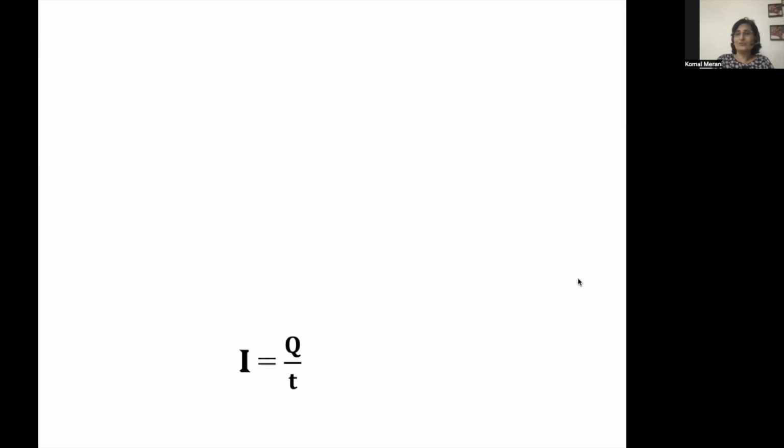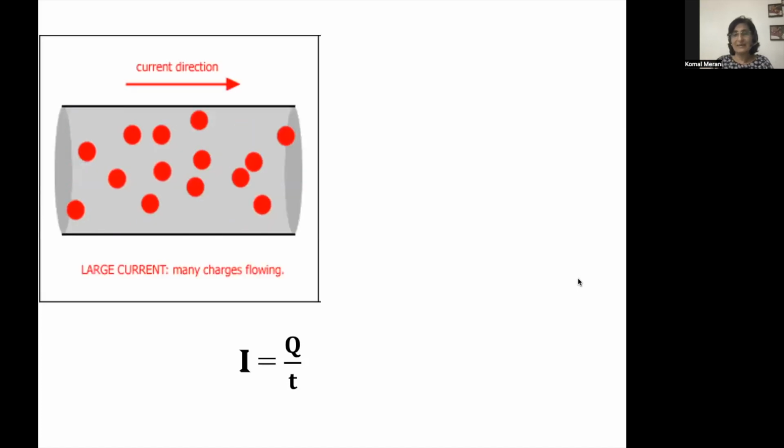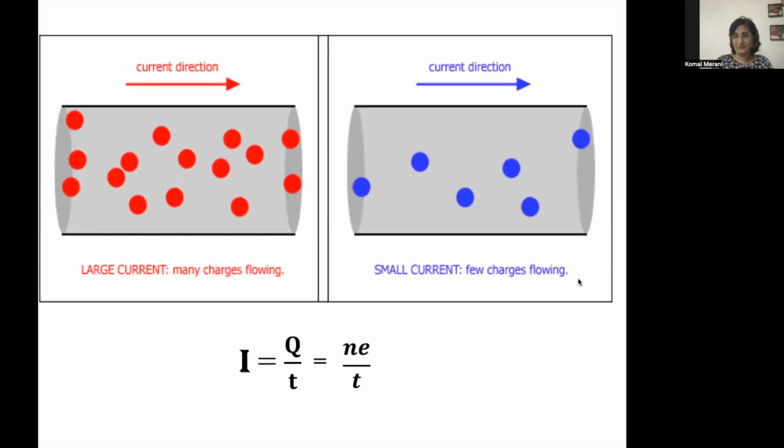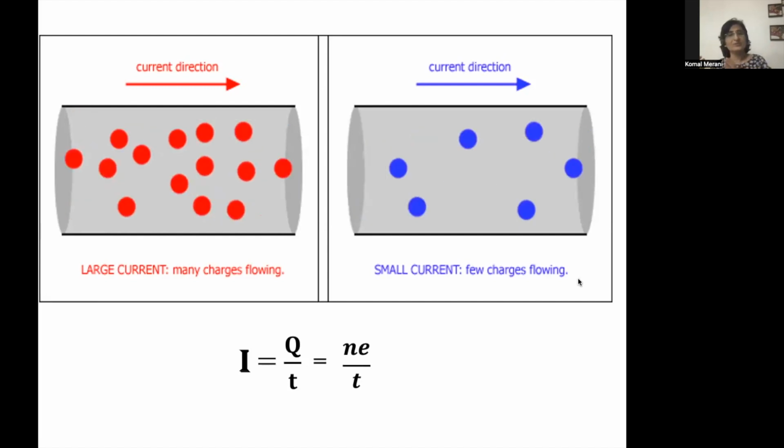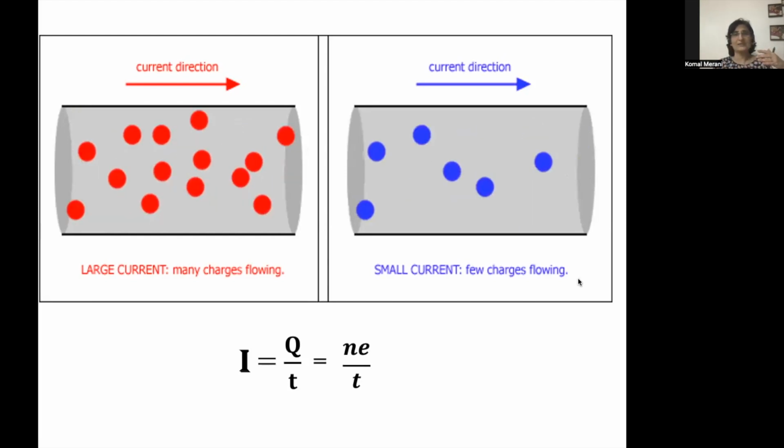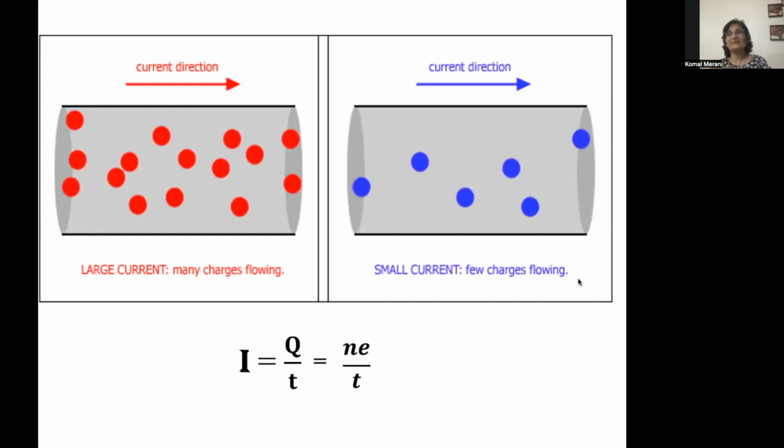So I is equal to Q by t, and Q is the total charge, which is nothing but ne, so I equals ne by t. Now you can see in these two pictures, in one picture there is a large current flowing and in one picture there is a small current. Large current because of a good number of electrons flowing through the cross section in 1 second. And if there are fewer electrons flowing in 1 second, definitely the current is going to be less. Right?